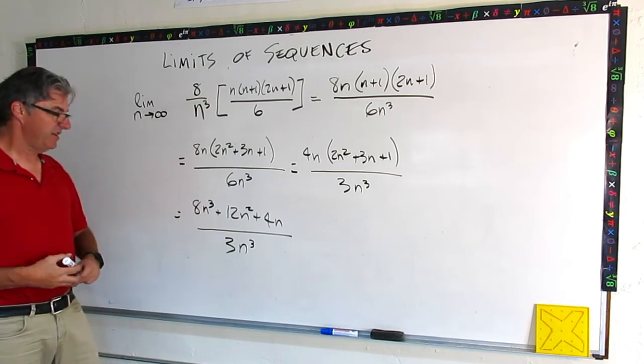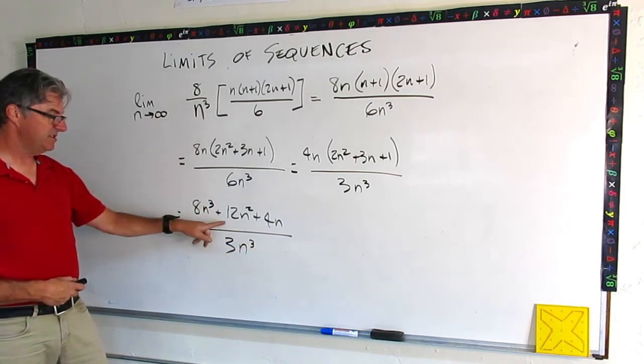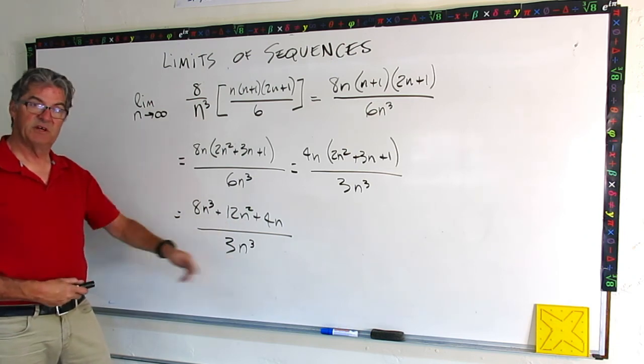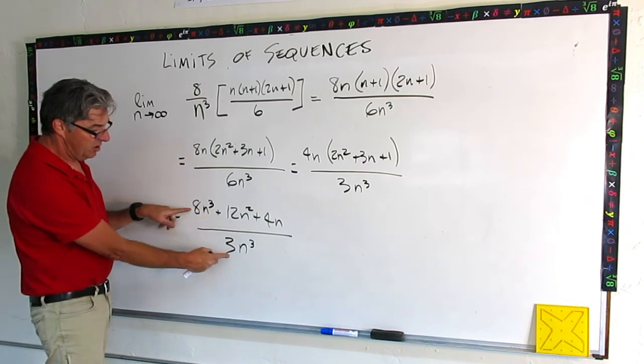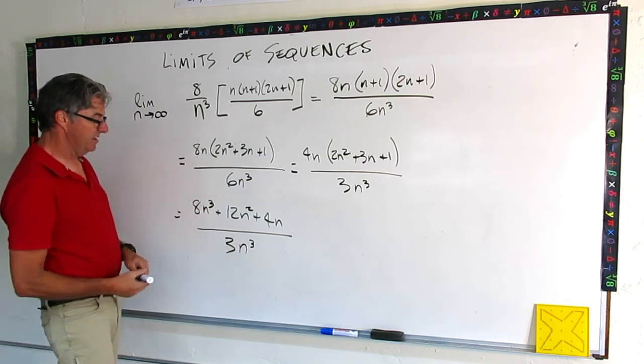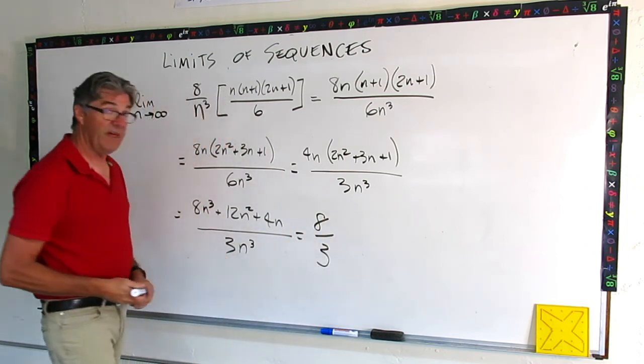So let's take a look at this. My degrees are equal. Okay, so this expression has degree 3, so does this. So then when we analyze our limits, it's just the coefficient of the highest degree term over the coefficient of that same highest degree. So this is just going to be 8 over 3. That's our limit.